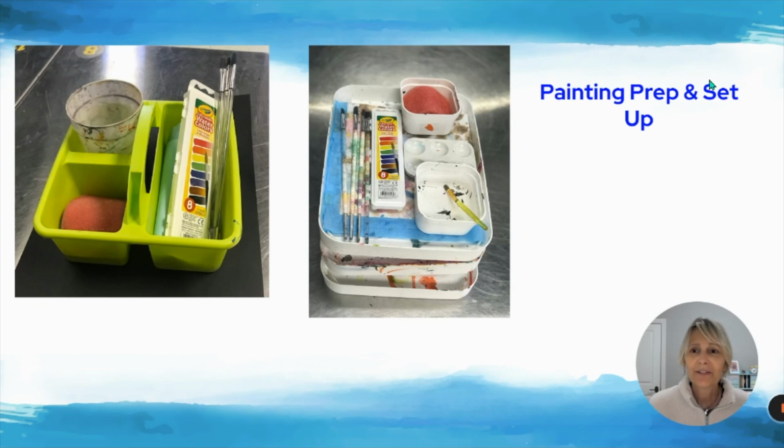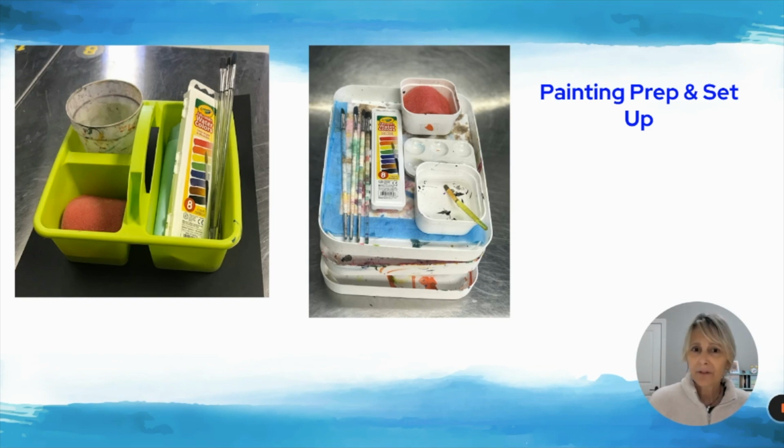All right. So here are some painting prep and setup ideas that you can use. The picture on the left is just a divided tray, and I put a sponge in there. The cup fits in one of the compartments, and the nice thing about that is the cups don't spill. Put everything in those containers and then set them up on the tables, and then when it's cleanup, they can put them right back in the containers, so it's a super speedy cleanup.